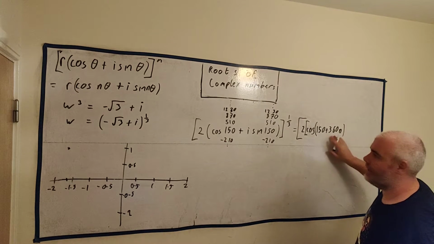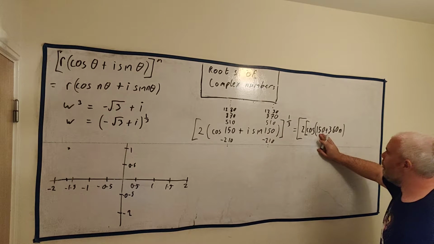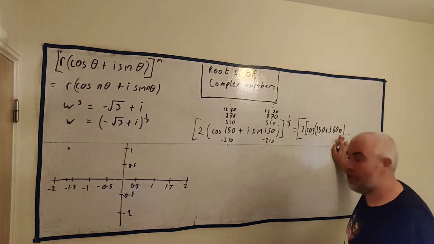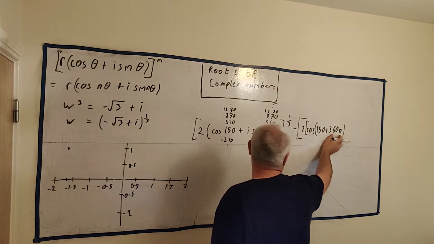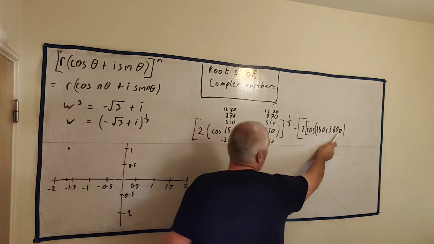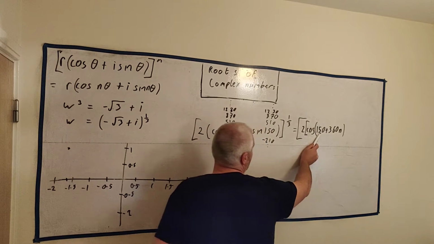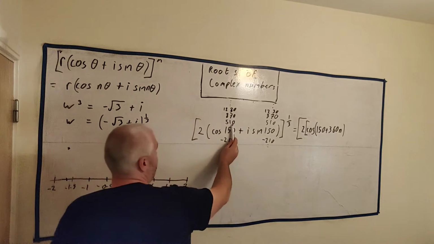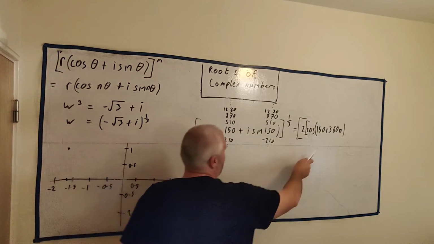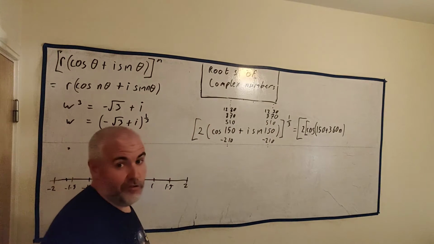So let me just talk about this because it's the same number. 150 plus 360n. n is every whole number, starting at 0. If I put a 0 in there, I'll just get 150. If I put 1 in, I'll get 150 plus 360, 510. If I put 2 in, I'll get 870. If I put 3, 1230.